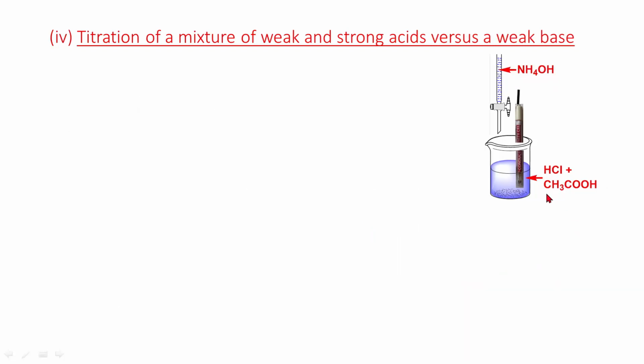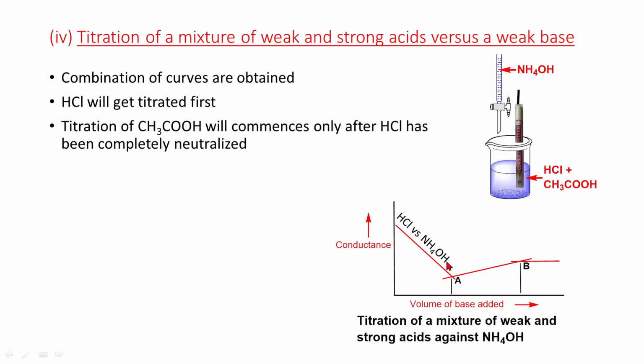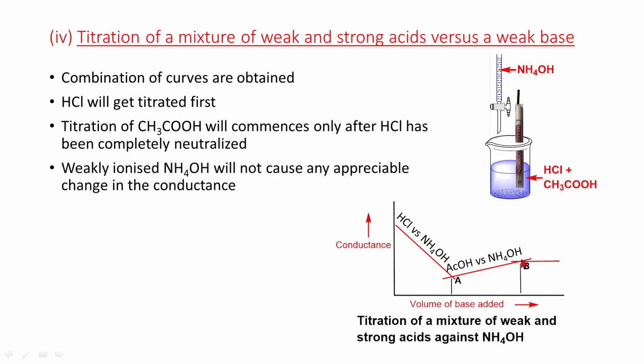Titration of a mixture of weak and strong acid versus weak base. Here again a combination of curves is obtained. HCl will get titrated first. This line corresponds to HCl versus ammonium hydroxide. Titration of acetic acid will commence only after HCl has been completely neutralized. This line corresponds to acetic acid versus ammonium hydroxide.